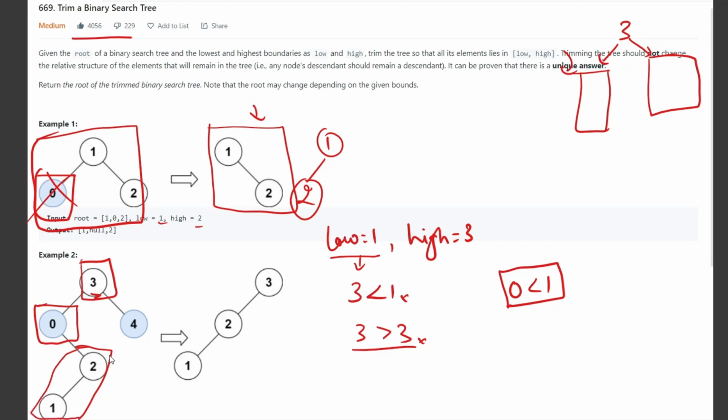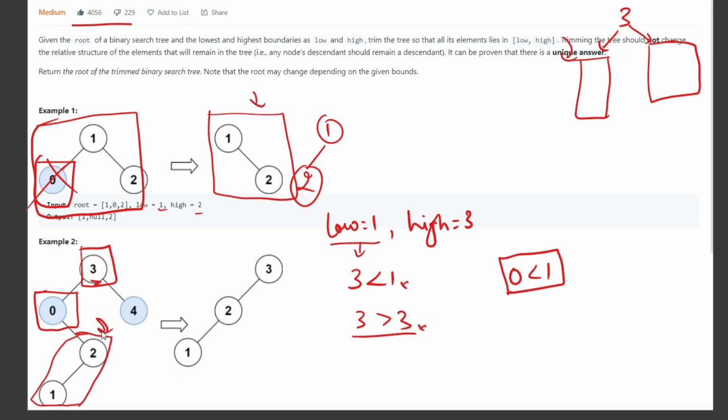Okay, now let's move here and check this node. Is 2 less than 1? No. Is 2 greater than 3? No. So we are going to check both its right and left parts. First, let's check the 1. Is 1 less than 1? No. Is 1 greater than 3? No. So this is not true, and we are going to see both sides.